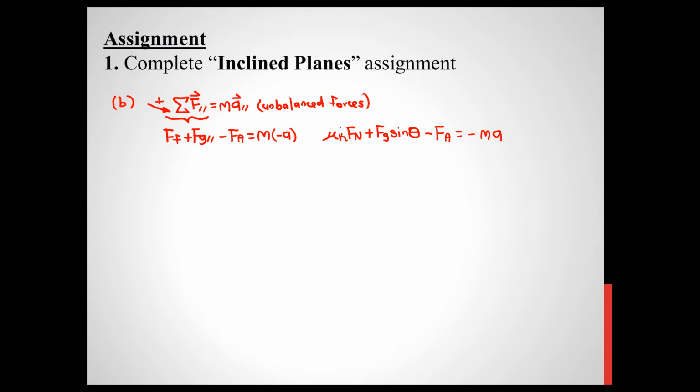Okay, let's expand this equation a little bit more. So we'd have mu k times Fn plus Fg is m times g, mg sine theta, minus Fa is equal to negative m times a. We need to solve for the system acceleration.